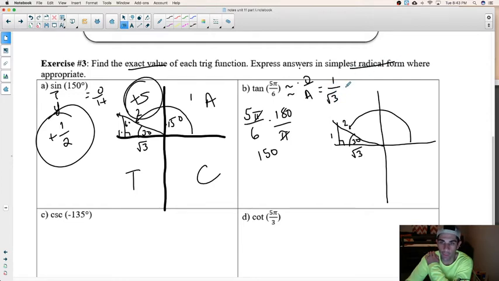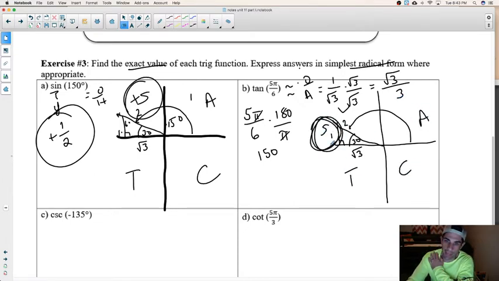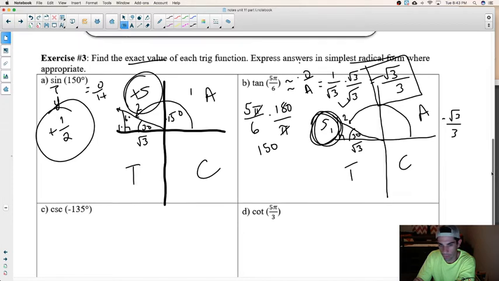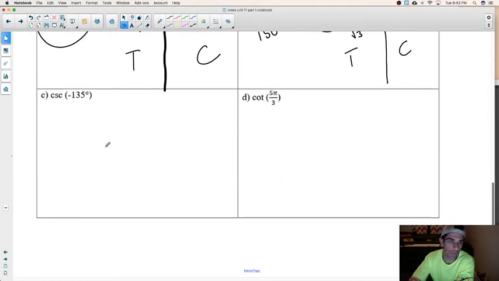Now, you have to simplify this. Remember, we have to rationalize that because we're not allowed to have that there. So that's going to be radical 3 over 3, because radical 3 times radical 3 is 9, and the square root of 9 is 3. Now, we are in the second quadrant. Is the tangent positive? No. So it's going to be negative radical 3 over 3, and that's going to be your value there. Negative radical 3 over 3 is the exact value of the trig function. All right, so let's go into some inverse functions. The cosecant of negative 135 degrees.